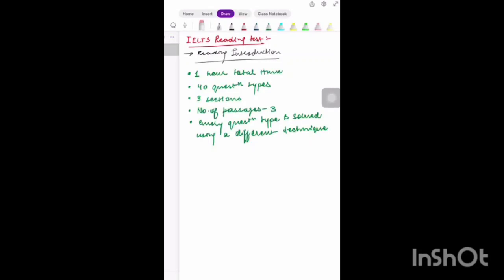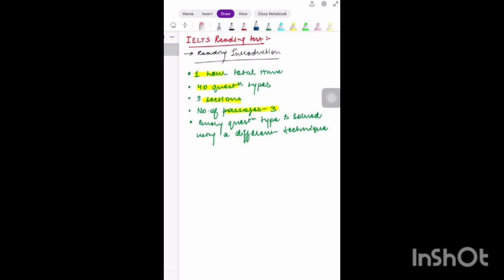We'll study in this lecture series about the reading introduction. You'll be getting a total of 1 hour, and in that 1 hour you'll have to solve 40 questions, which will be given in 3 sections. That is, the number of passages will be 3, and every question type would be solved using a different technique, more or less.